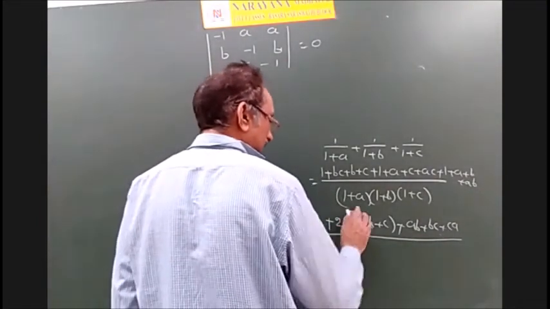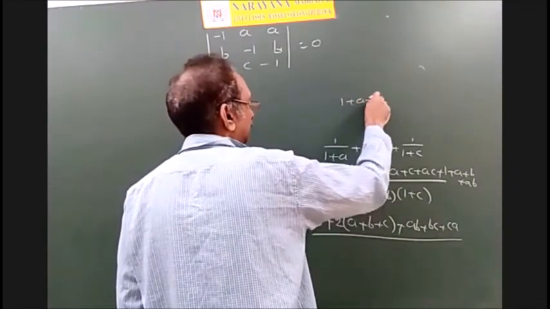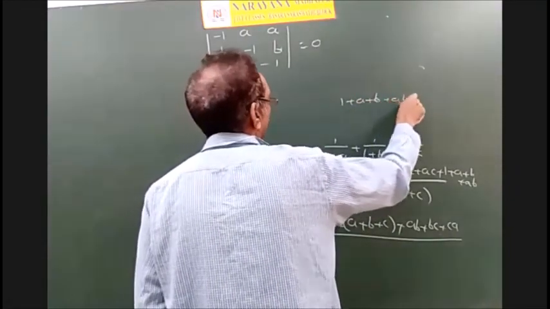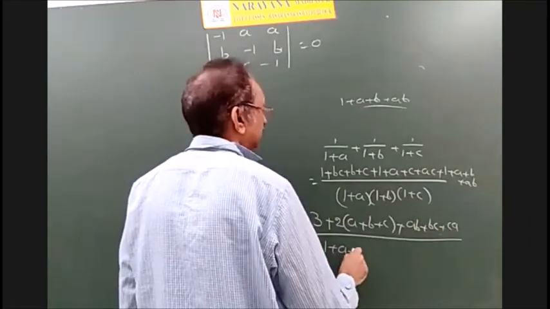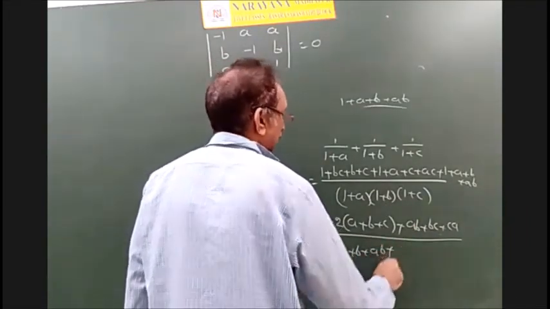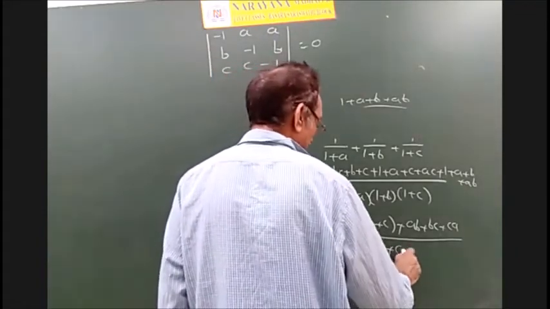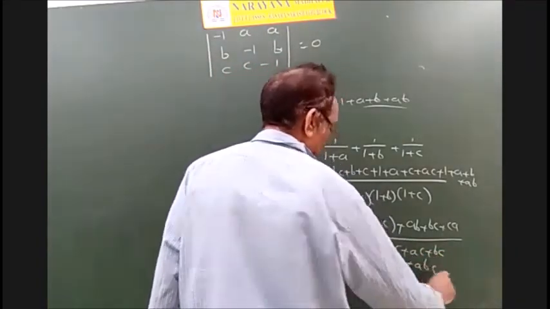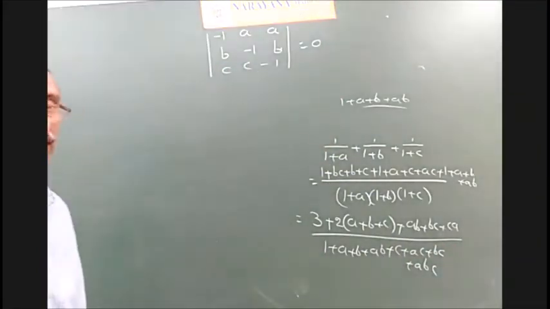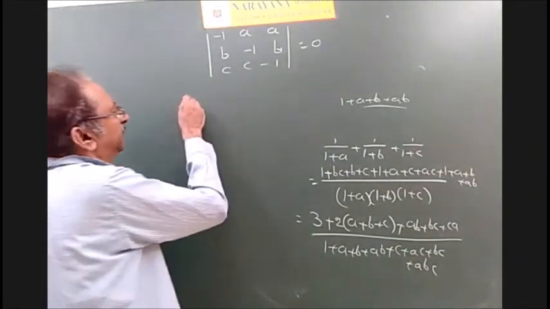So 1 plus a into 1 plus b means 1 plus a plus b plus ab. If you multiply this with 1 plus c, so 1 plus a plus b plus ab, multiplying with c means c plus ac plus bc plus abc. That is the denominator. But actually what is this if we expand this?